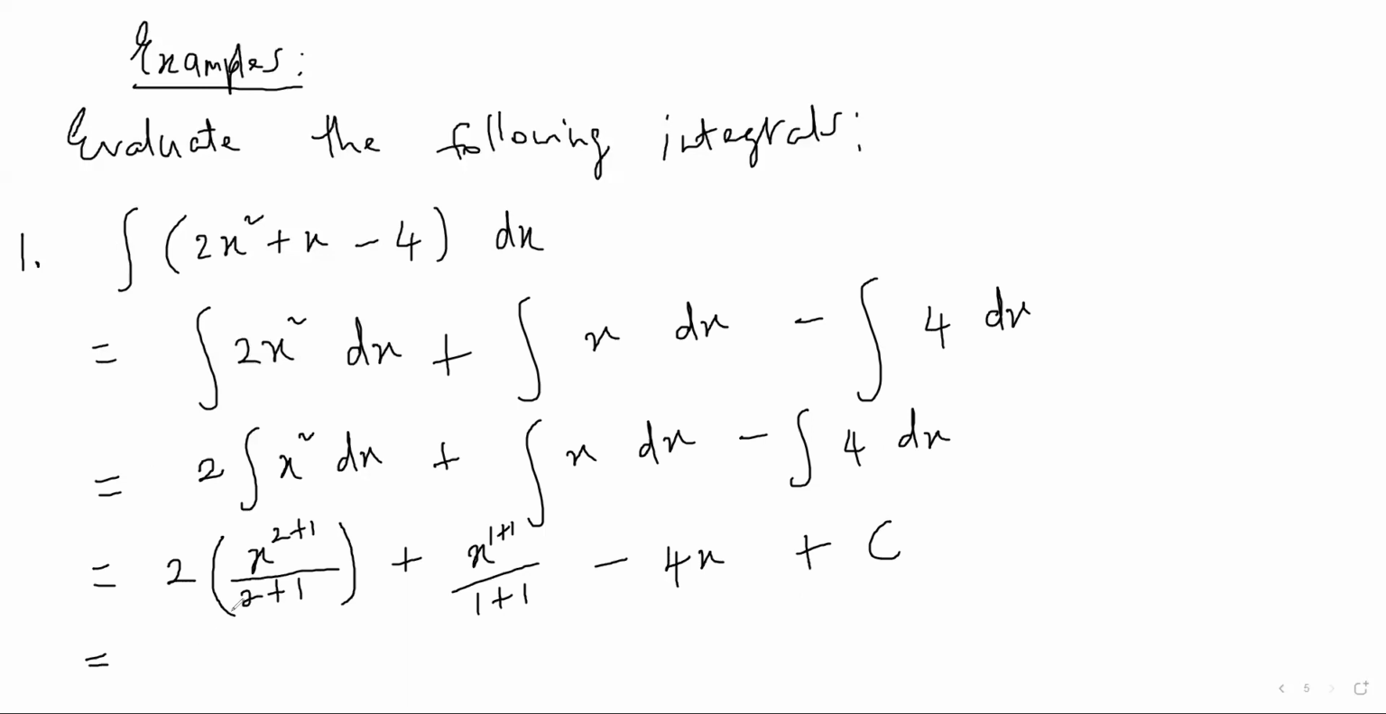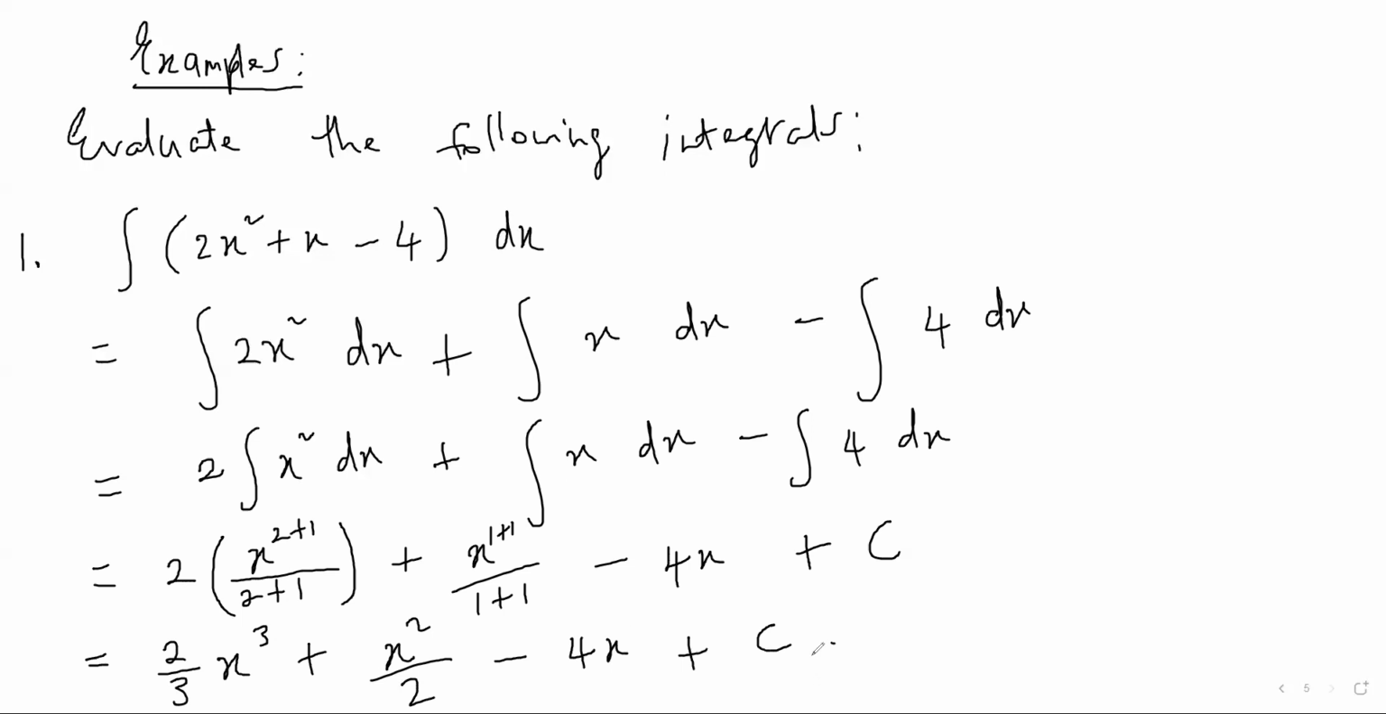So we've got 2, and the 2 plus 1 is 3. So this will be 2 over 3 because it's x to the 3 over 3. So it's 2 over 3 multiplied by x to the 3, plus x to the 2 over 2, minus the 4x plus, of course, the arbitrary constant c.